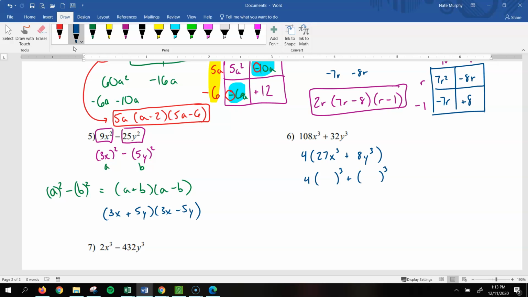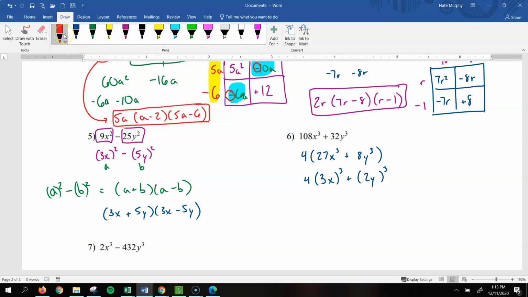All right, let's think about that. Have you thought about that? Have you figured it out? Well, 3 cubed is 27. So if I cube 3x, I would get 27x cubed. 2 cubed is 8. So if I cube 2y, it would give me 8y cubed. And why is that important?